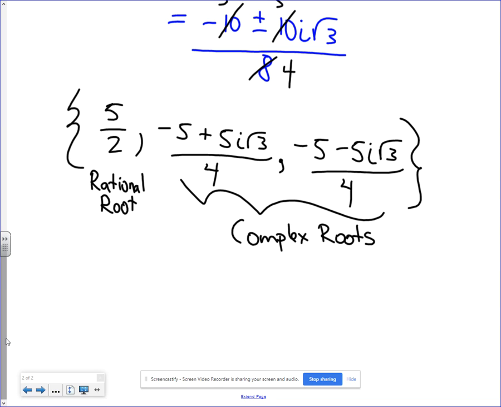That's what we're going to be doing today. We're going to be solving cubic equations. And I might throw in some ones from first semester as well, because you need to know how to solve those as well.